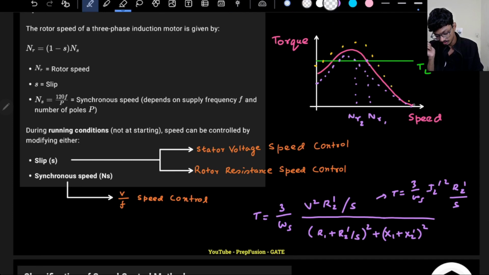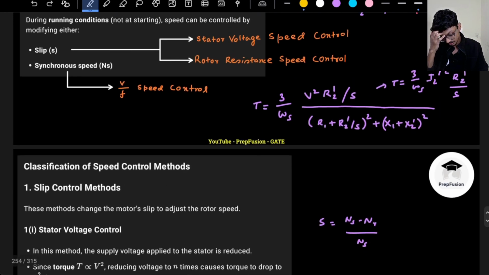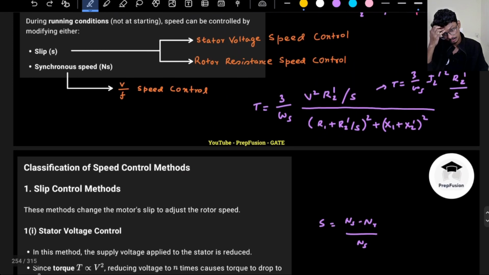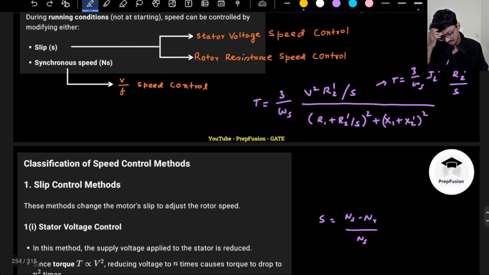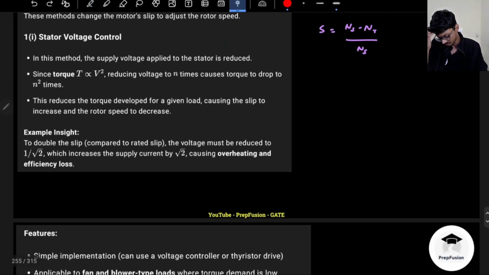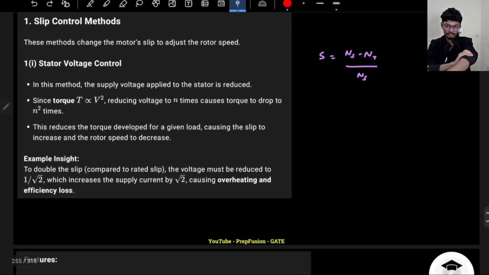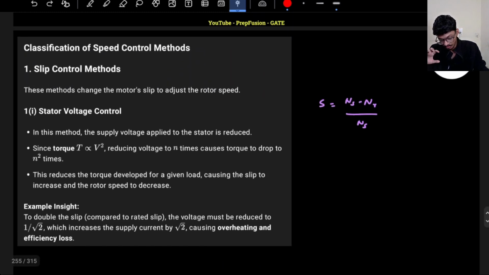So the speed also will increase. The stable point will lie somewhere around here, so the speed will simply increase. These are the things that you have to keep in mind. Now, what is your torque dependent upon? Let's check for the stator voltage. What does my torque depend on in stator voltage control?